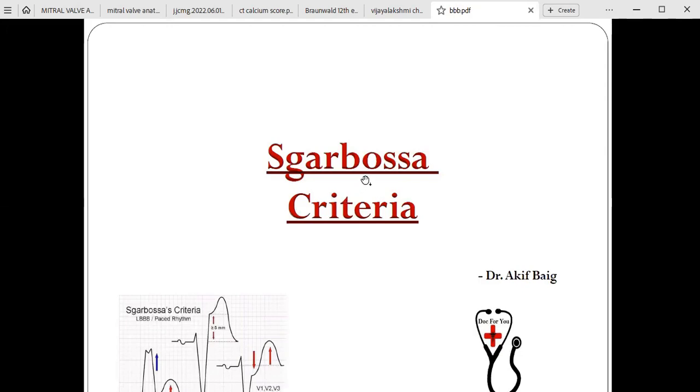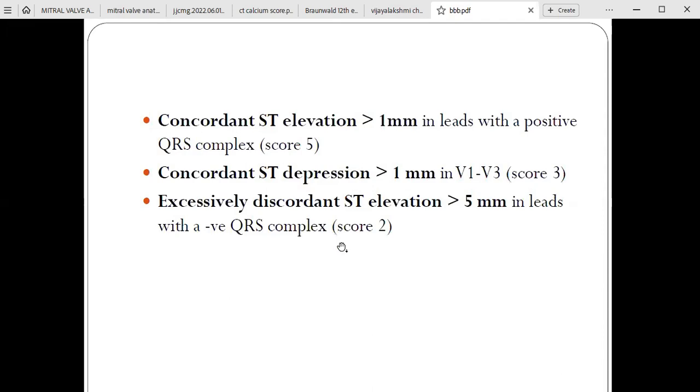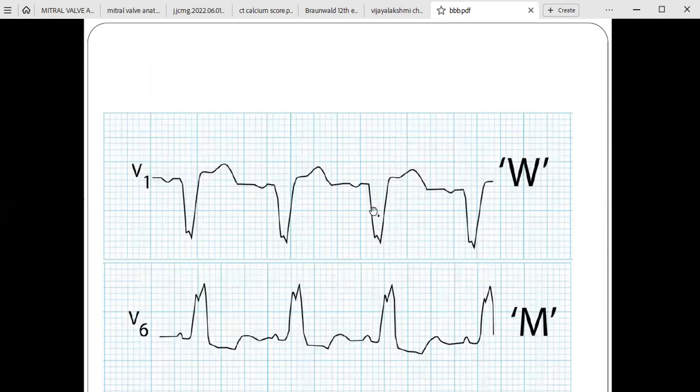So we'll talk about Garbosa criteria. Garbosa criteria is basically used in left bundle branch block. In patients with left bundle branch block, you will see an M pattern in V5, V6 and a W pattern in V1 and V2.